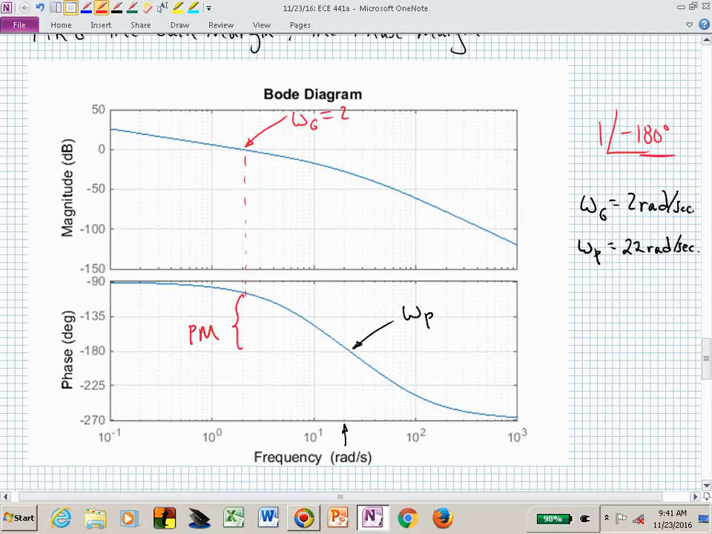Now, can we increase our gain and still remain stable in this system? Is our magnitude below 1 or 0 dB when we have our phase crossover? In this case, we have our phase crossover here, and we go up and we say, oh, is that below 0 dB? It is, isn't it? So we do have, this is now our gain margin.